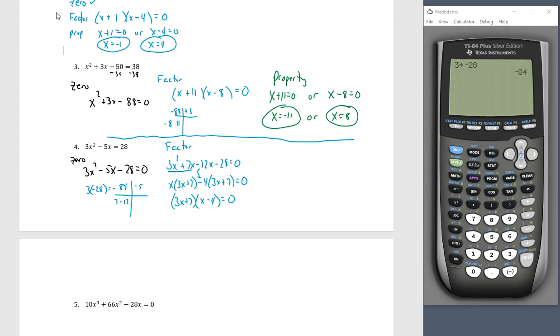So I factored. All right, I got it equal to 0. I factored. Now I can use the property. The property says 3x plus 7 equals 0, or x minus 4 equals 0. If 3x plus 7 equals 0, then 3x equals negative 7. And we'll divide by 3 to get x equals negative 7/3. And if x minus 4 equals 0, when we add 4 to both sides, I just had a shift error again. We'll get x equals 4.